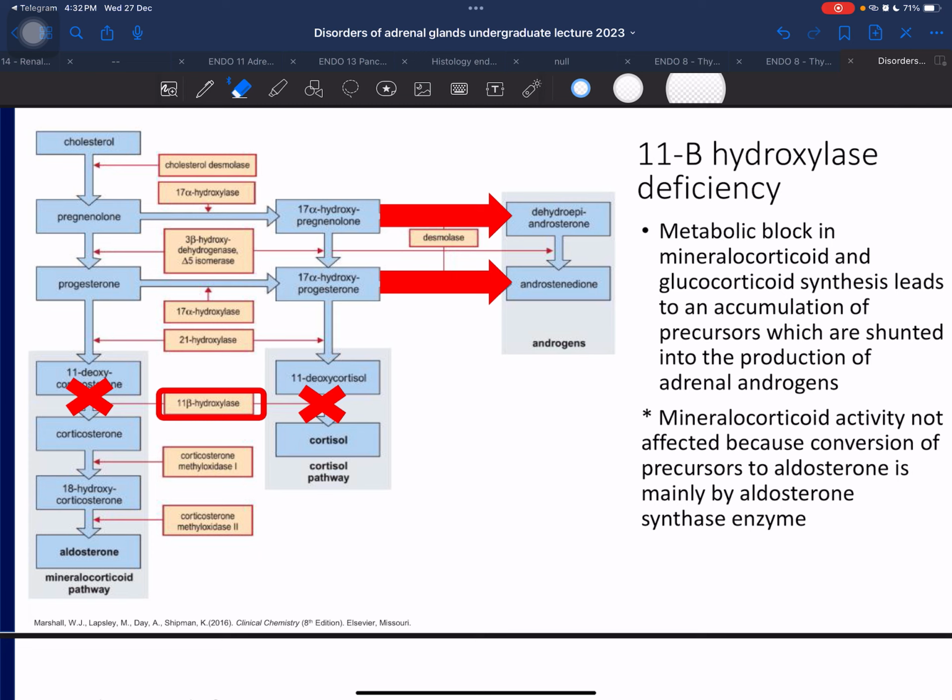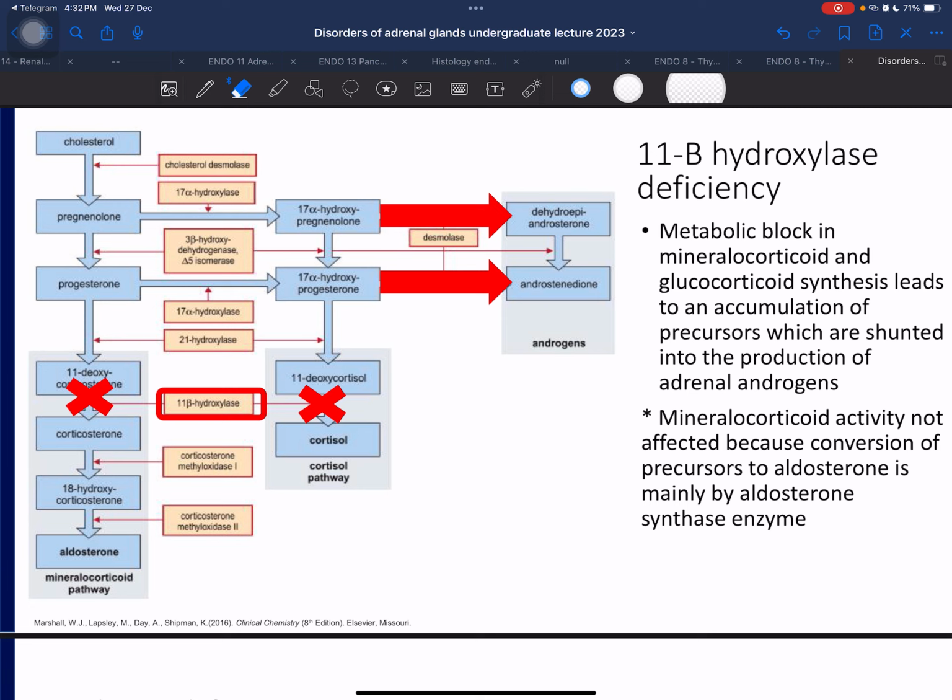Similar for this. Okay, so no mineralocorticoid produced, no cortisol produced. Everything that is produced up here will be converted to form androgens. That's bad, isn't it? Patient does not have any aldosterone at all, no cortisol at all. Okay? Now, the catch about 11 beta hydroxylase deficiency, because the block is much lower.